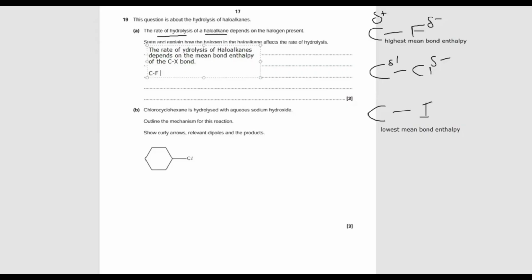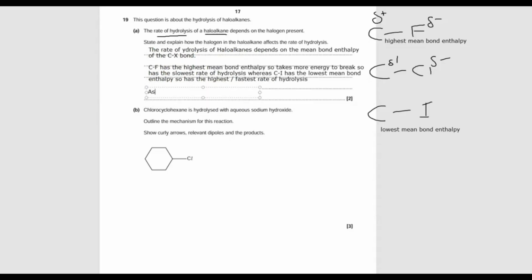Now you need to explain the pattern. So the CF bond has the highest mean bond enthalpy. What does that mean in terms of hydrolysis? It means more energy is needed to break the CF bond, which means the reaction is going to happen more slowly. So the CF bond has the highest mean bond enthalpy, so the rate of hydrolysis is slowest. Whereas the CI bond has the lowest mean bond enthalpy. It's the easiest to break, requires the least energy to break. So your haloalkane containing iodine is going to have the highest rate of hydrolysis because the CI bond is easier to break.